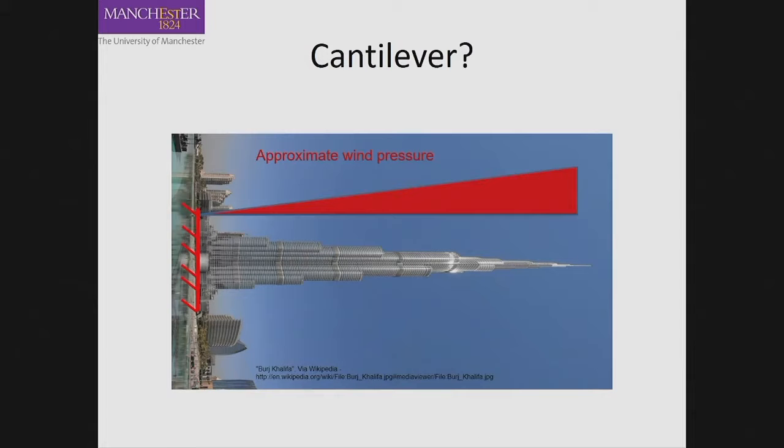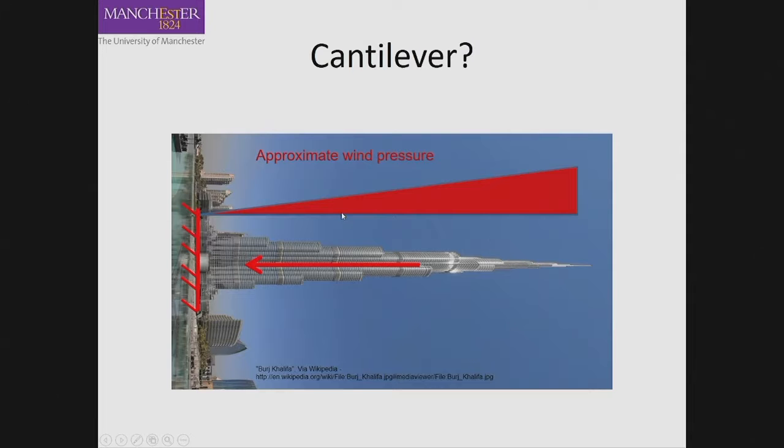Big structures like Burj Khalifa, for example, due to wind pressure, you could approximate as a structure like this, which is fixed to the ground, and you have got the dead weight of this building acting in this direction, and the wind pressure acting laterally onto the structure, and wind pressure increases from the base to the top.